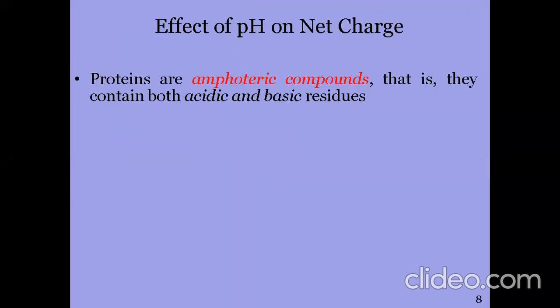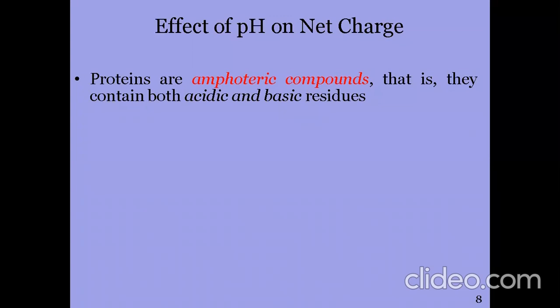And next is the effect of pH on net charge. So proteins are amphoteric compounds, and that is they contain both acidic and basic residues. So basic and acidic residues will both be present in proteins, which is why proteins are amphoteric.